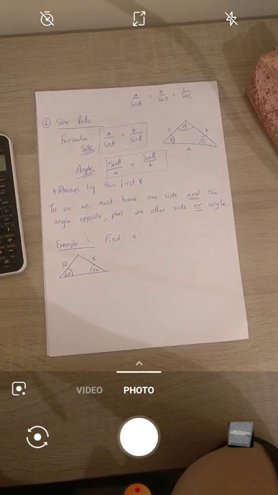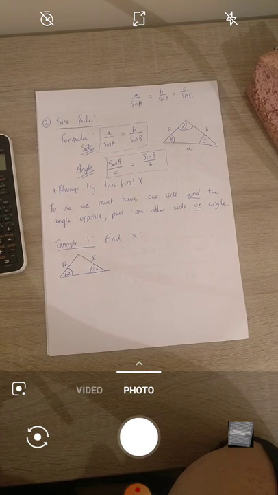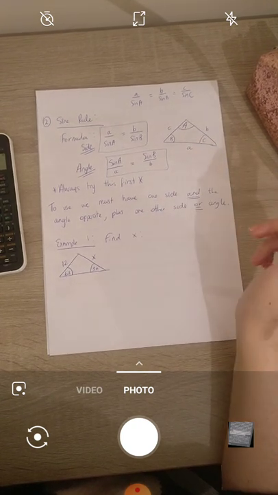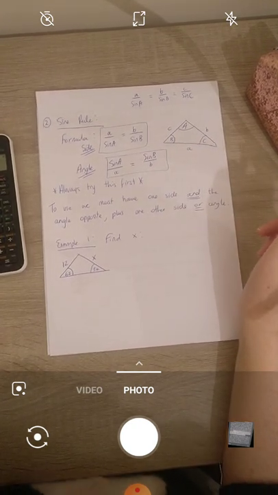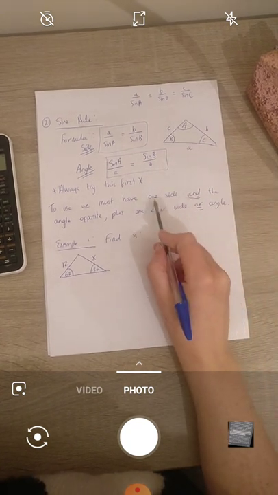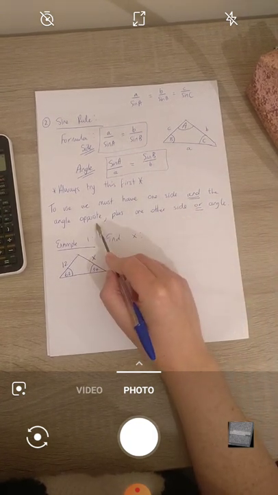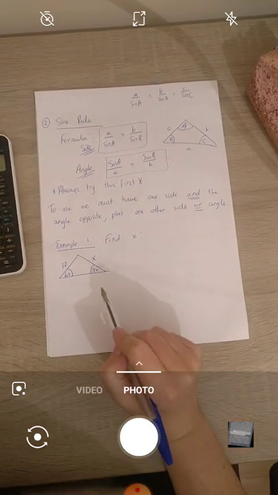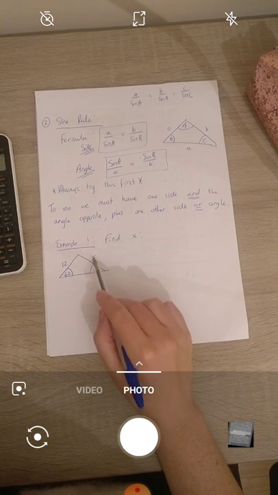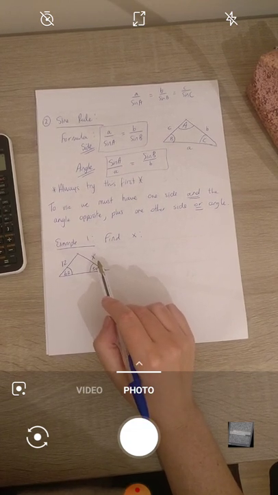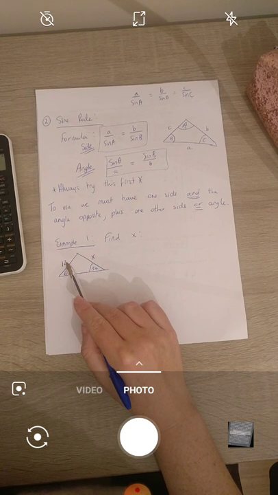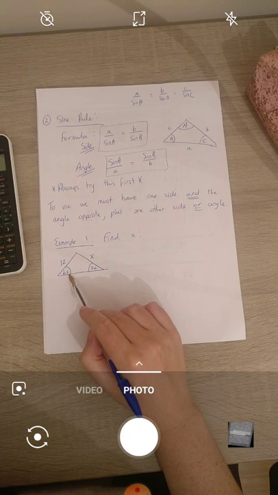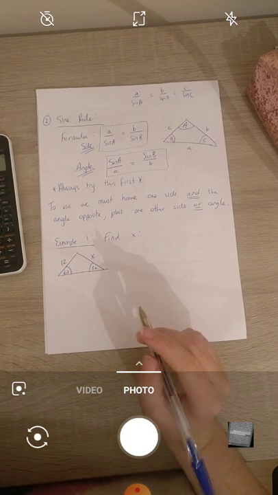Before I try cosine, I try sine first because it's just slightly easier. And if sine doesn't work, then obviously you'd have to go on and use cosine. So remember here, you need to have one side, the angle across, and one other side or angle. So this example here says find the length of this side, which they've labelled x. So if you look at the question, you're given a side, you're given the angle directly across, and you're given one other angle, which means we can use the sine rule here.